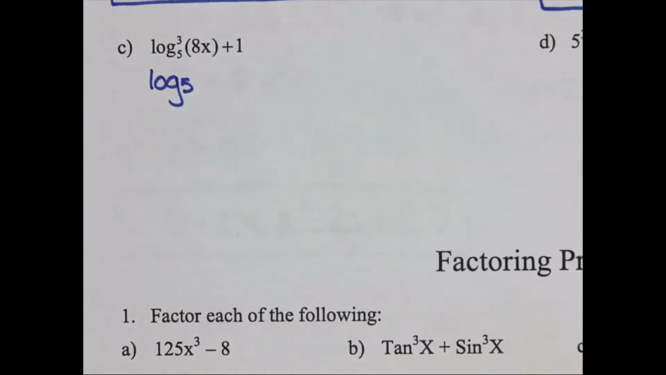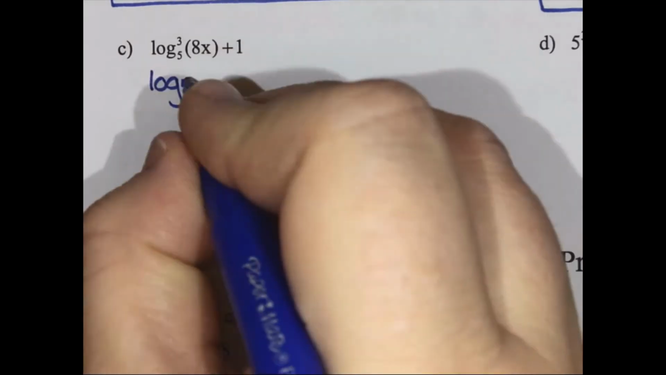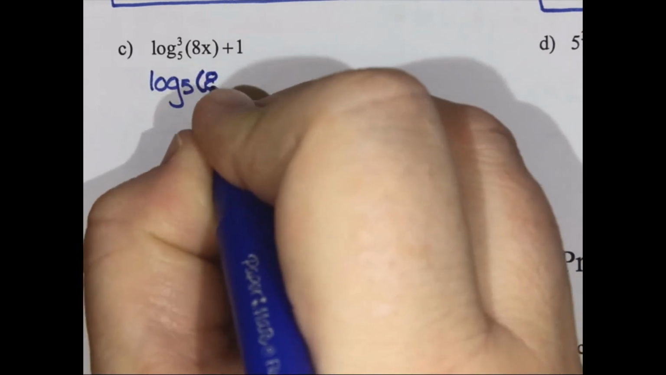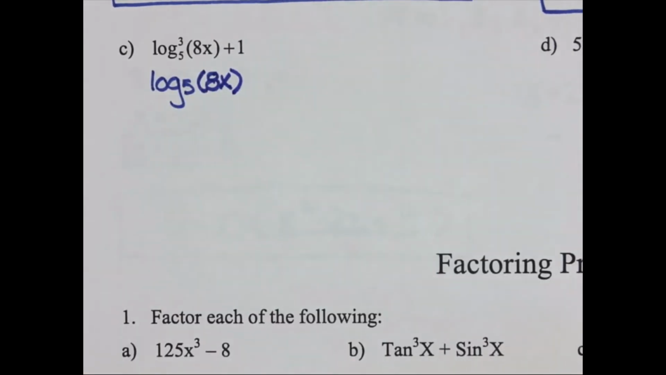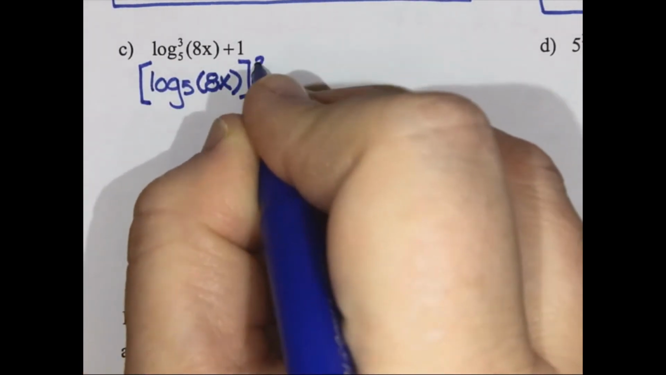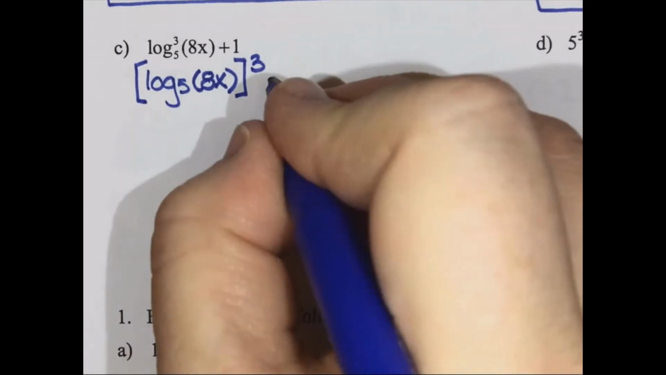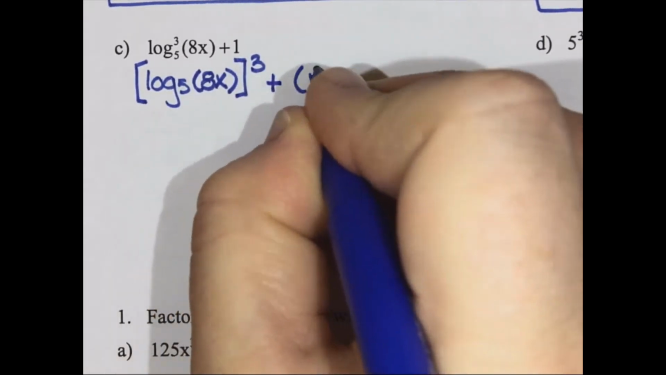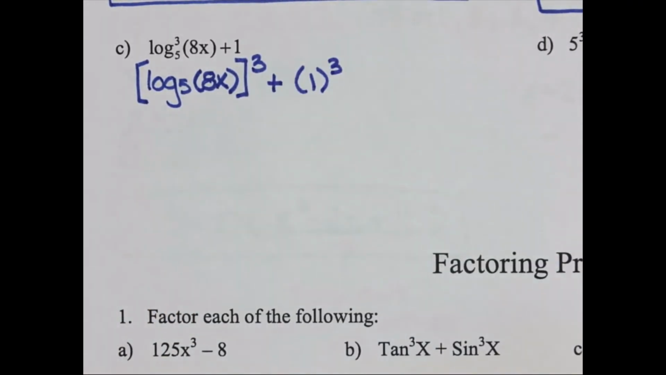Now 8 is a perfect cube, but 8 is the argument of the log, and we are not allowed to touch that, right? So you can't touch the argument. We leave it exactly the same. We don't do anything with it. I'm just going to say this whole thing is cubed, and then 1 is really 1 cubed.